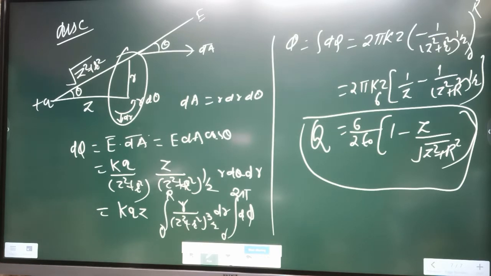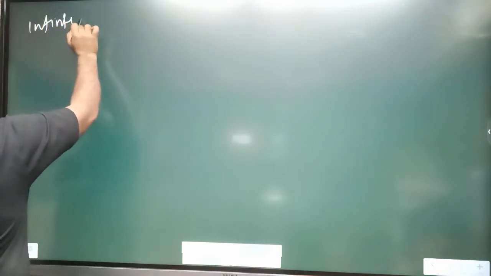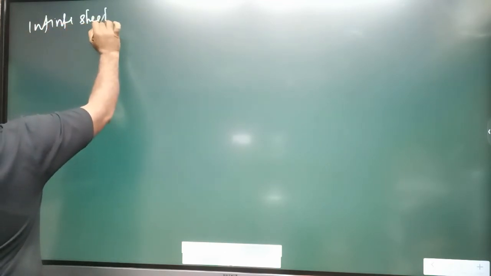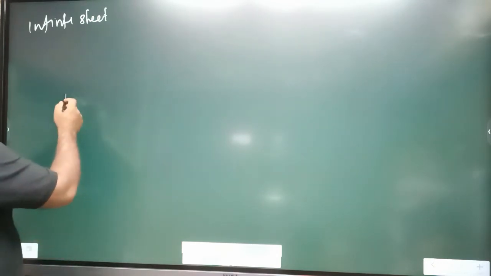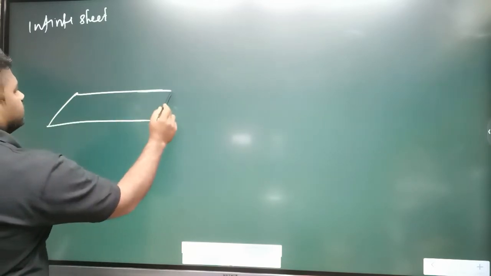Okay. Next, infinite sheet. How much flux is passing through the infinite sheet? Sigma by 2 epsilon naught.